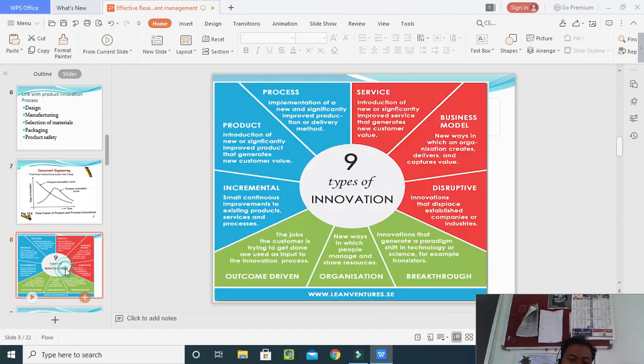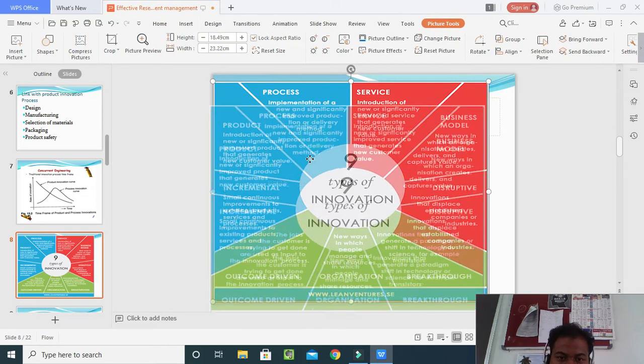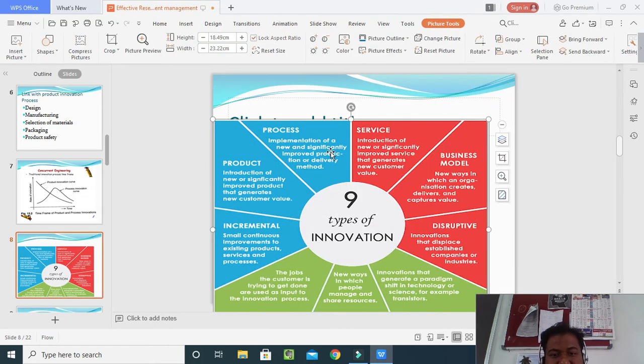Now if you see the second picture, we have 9 types of innovation. First one is the product: the introduction of a new or significantly improved product that generates new customer value. Process: what is the process? That means implementation of a new or significantly improved production or delivery method. Then service: the introduction of a new or significantly improved service that generates new customer value.